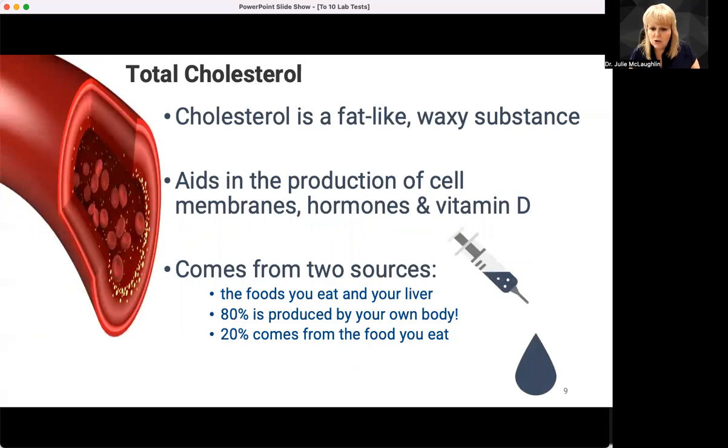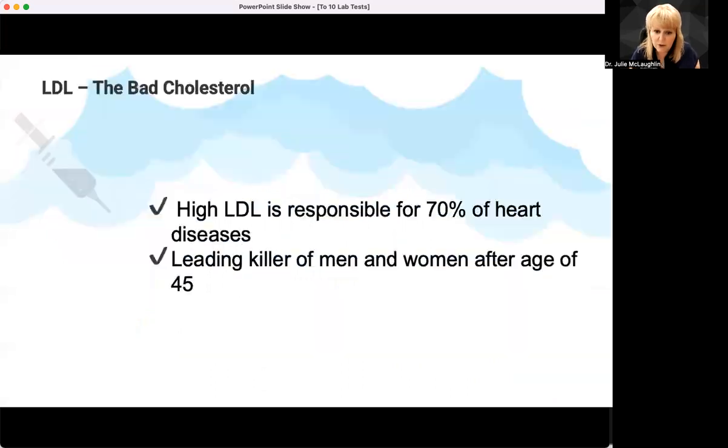Your total cholesterol is a waxy, fatty-like substance. Think of chicken fat; that's kind of what it's like. It aids in the production of cell membranes, hormones, and vitamin D, and it comes from 2 sources. 80% of your cholesterol is produced by your body, and only 20% comes from your food. That's why it's so difficult to reduce.